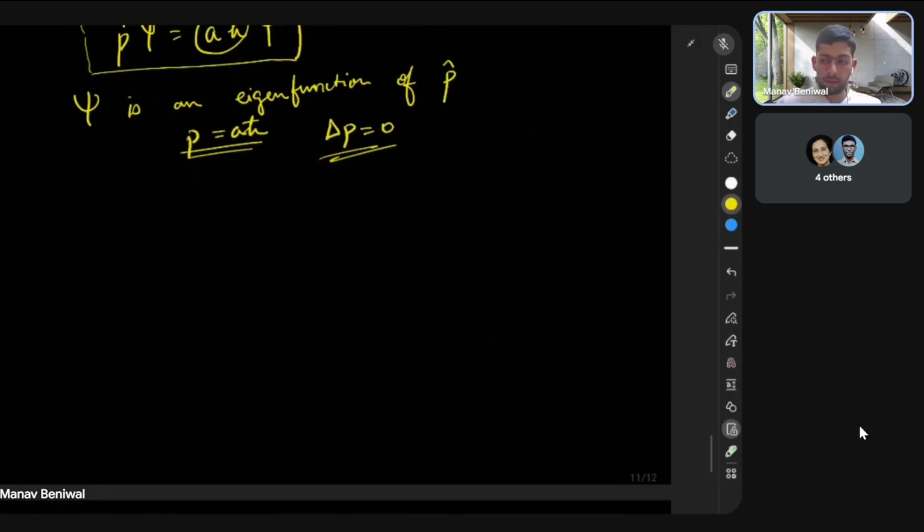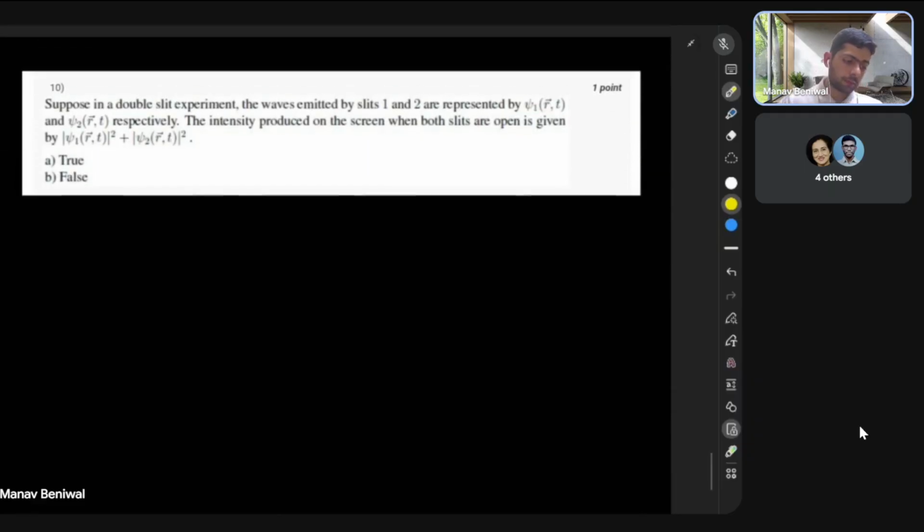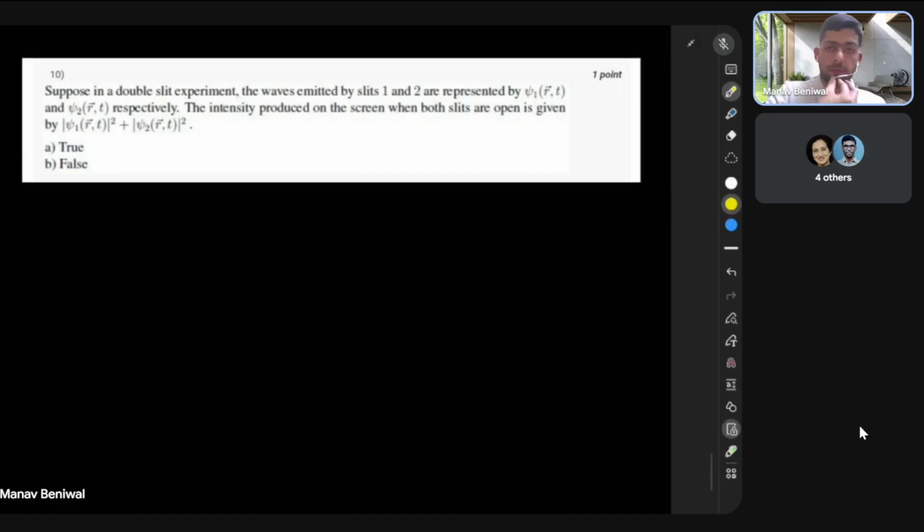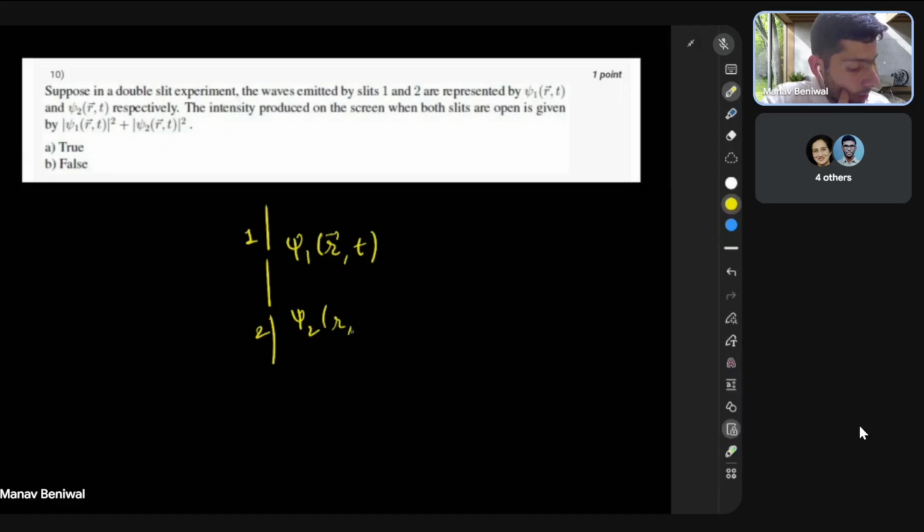Okay, so last problem, and it is a double slit experiment. We have two slits, 1 and 2. Let's say these are the two slits. So this is slit 1 and this is slit 2, and they are emitting waves. So this is emitting psi 1 and this is emitting psi 2, each a function of r comma t.